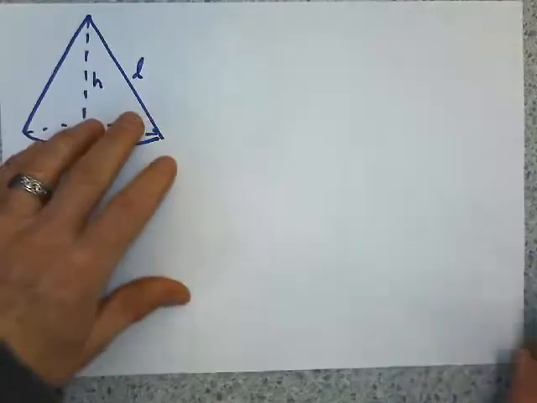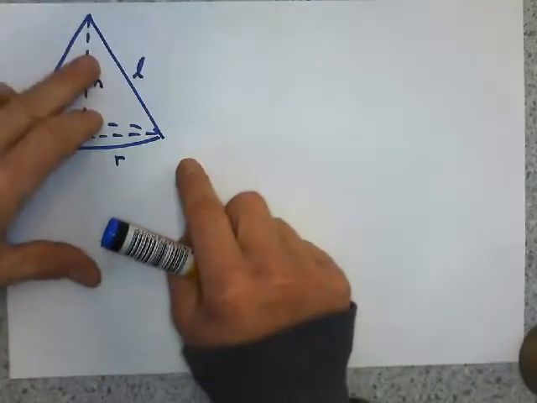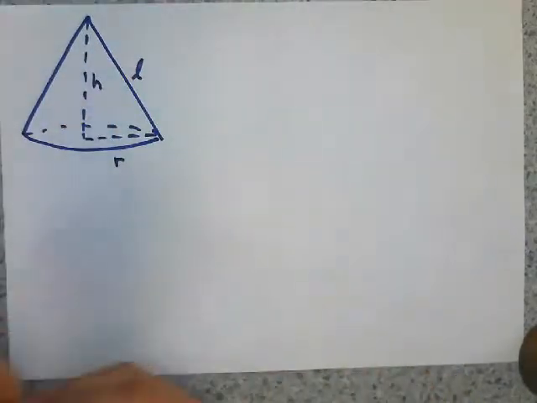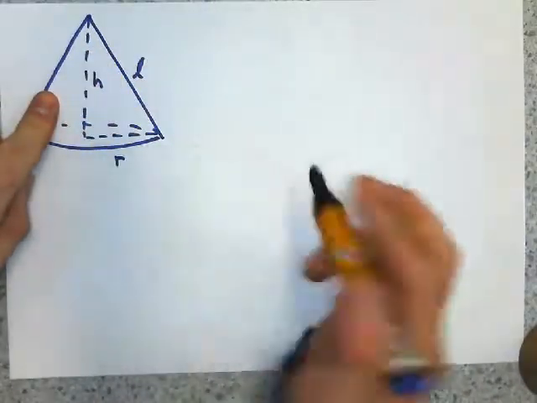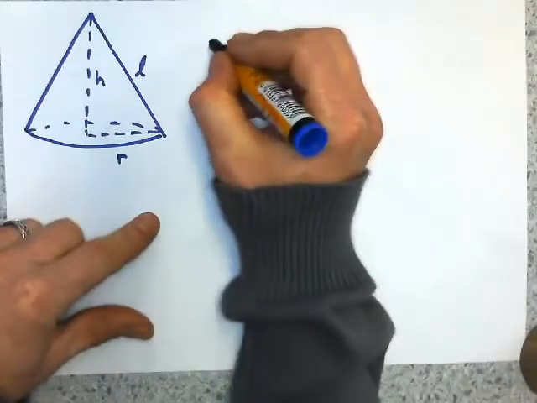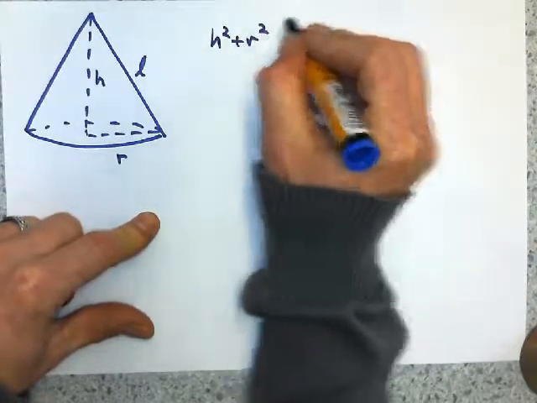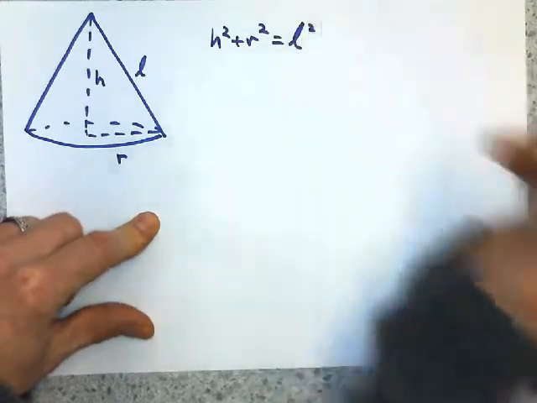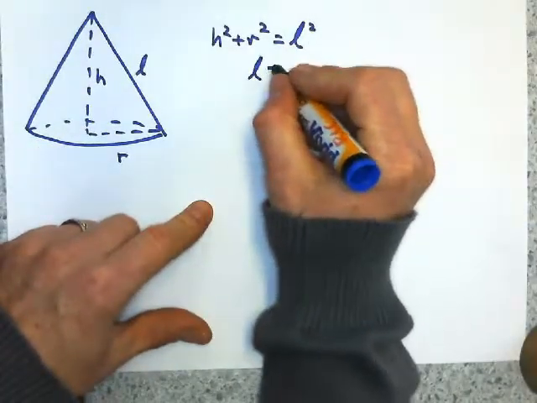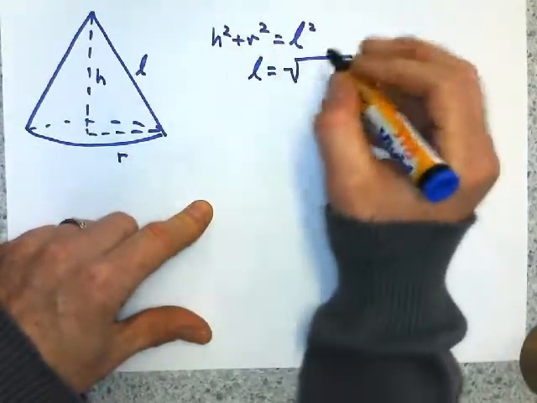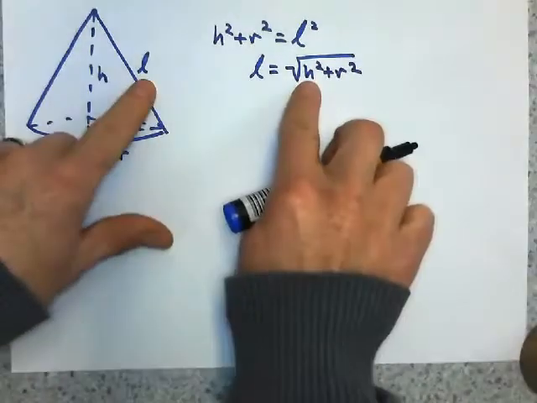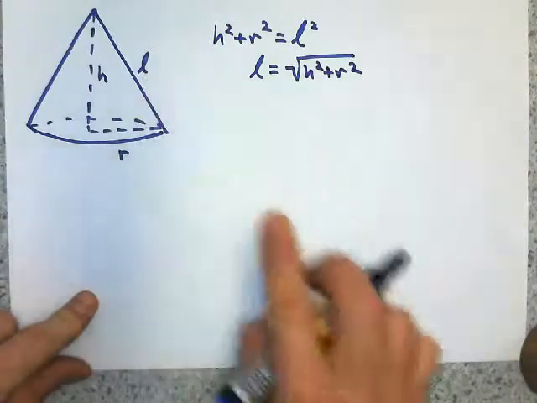To investigate this real quick, if we look at the height of a cone, its radius and its slant height, obviously these are connected by Pythagoras. We can say that h squared plus r squared equals the slant height squared. If we rearrange all this, we get that the slant height is the square root of h squared plus r squared. So that expression can be put in for L right there.